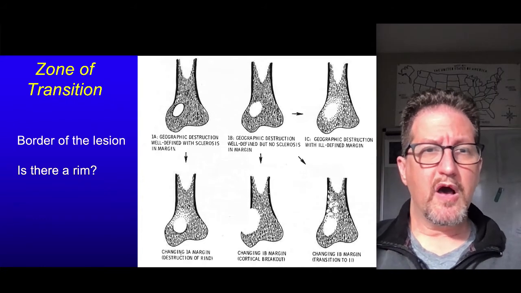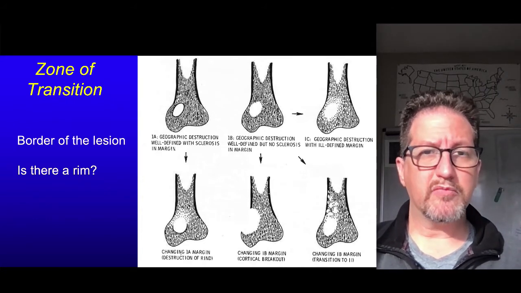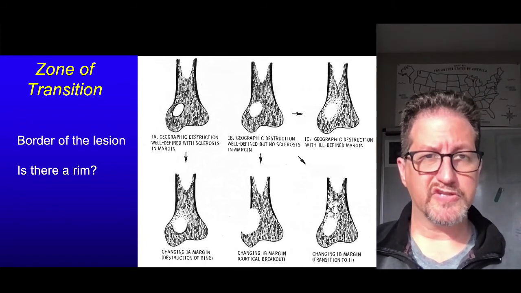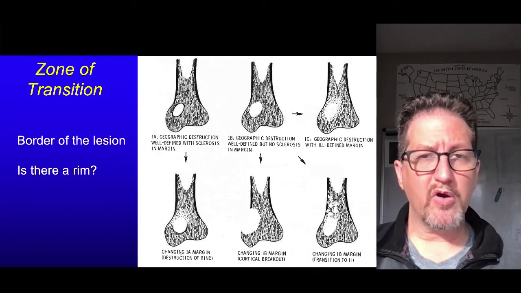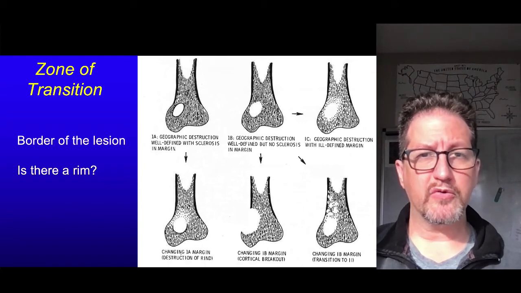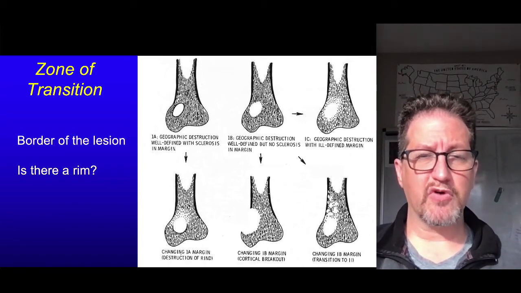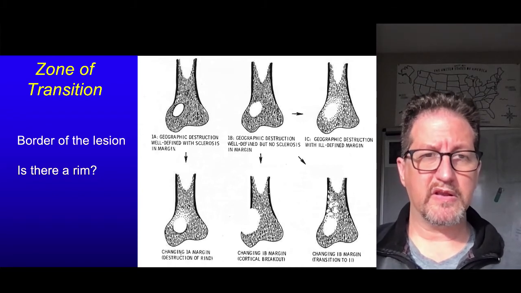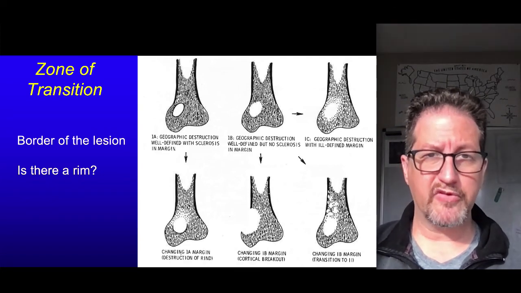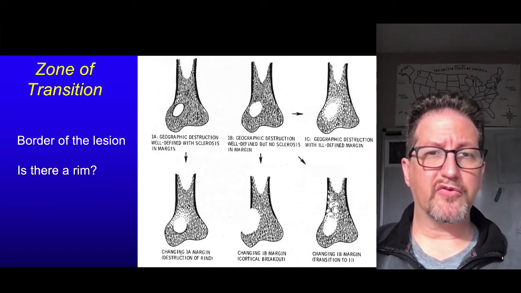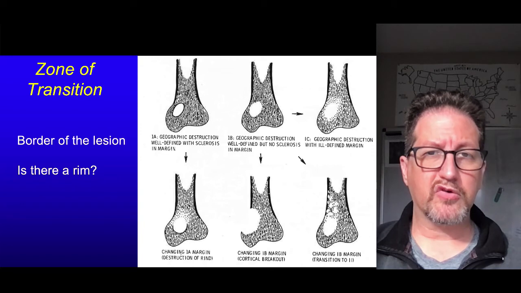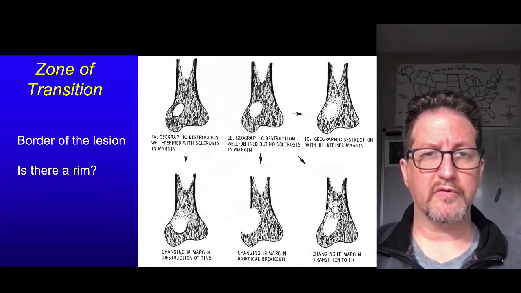Okay, so also, I mentioned the circumference, or the perimeter of the lesion. So the next part of this is really to look at the zone of transition, and the zone of transition is going to tell you really about how fast this lesion is growing and how invasive it is. So you look at the border of the lesion and think, is there a rim to this? I wouldn't worry about the 1A, 1B, 1C part of things. This just comes from a classic article that describes different aspects of lesions.